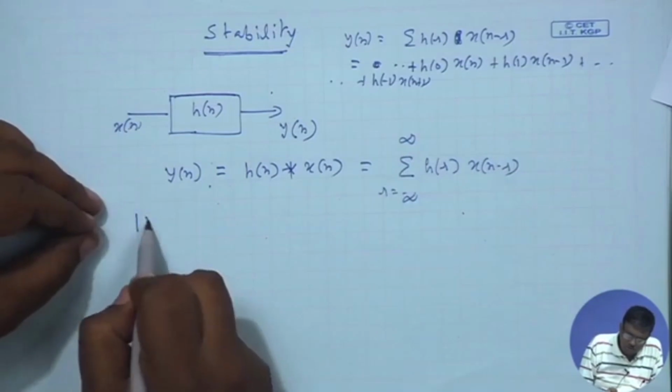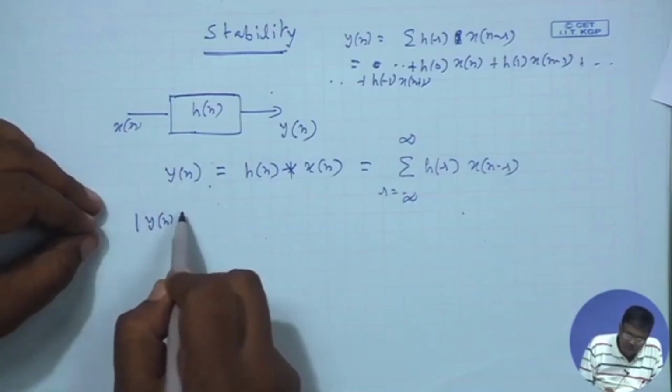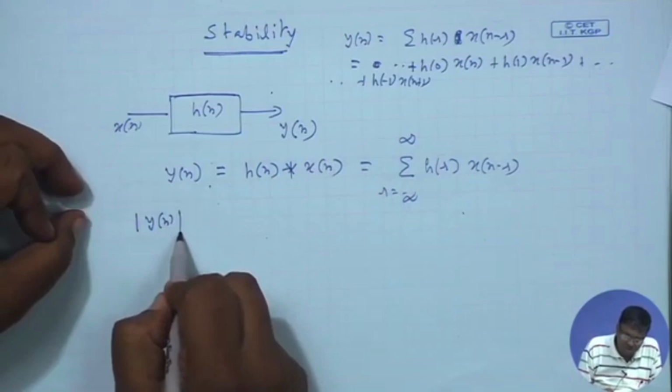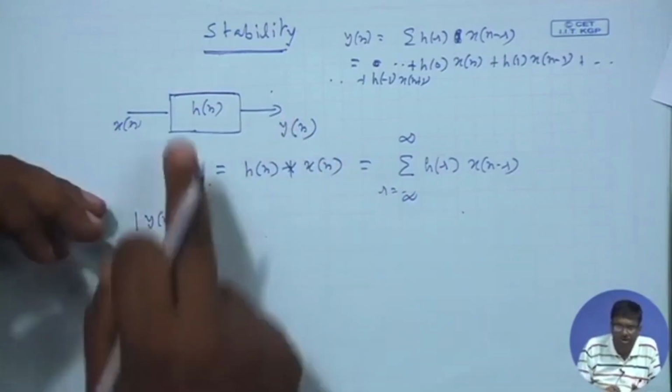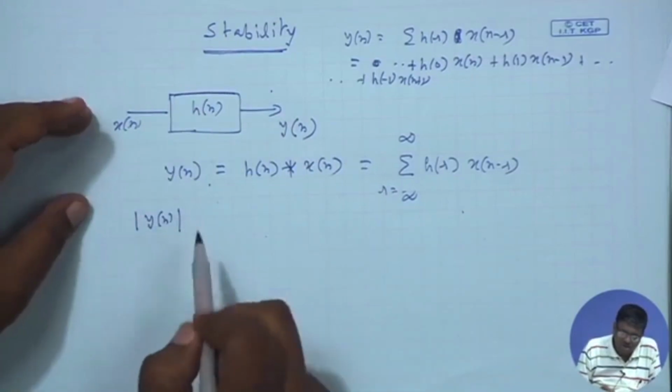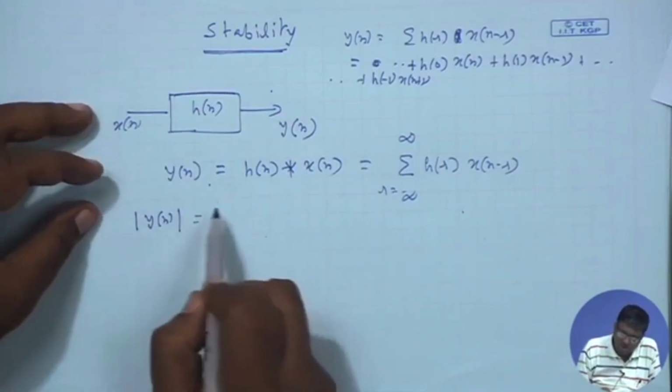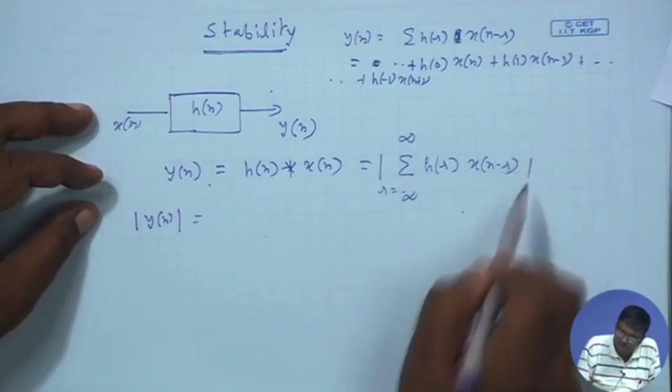So, the mod value could be positive or negative, or it could be a complex number. The sequence does not have to be a real-valued sequence; x[n] can be a complex-valued sequence, h[n] can be complex valued. All right. So, mod of this means mod of this summation.